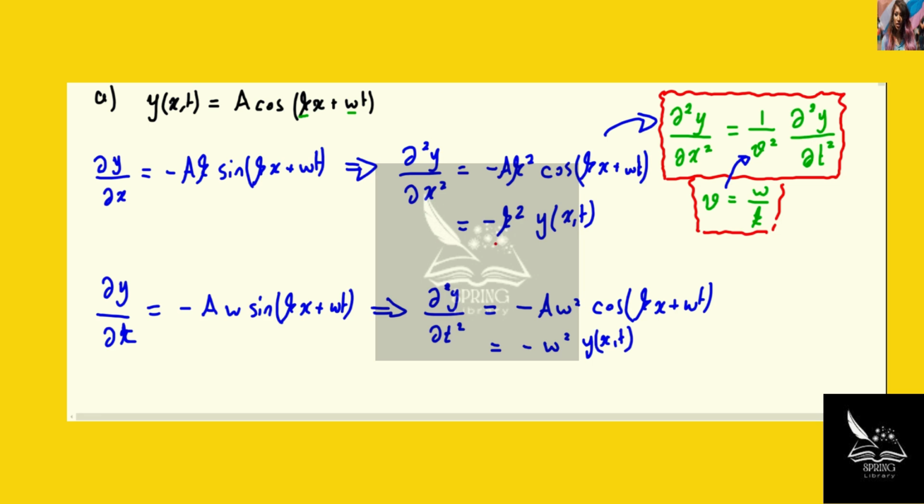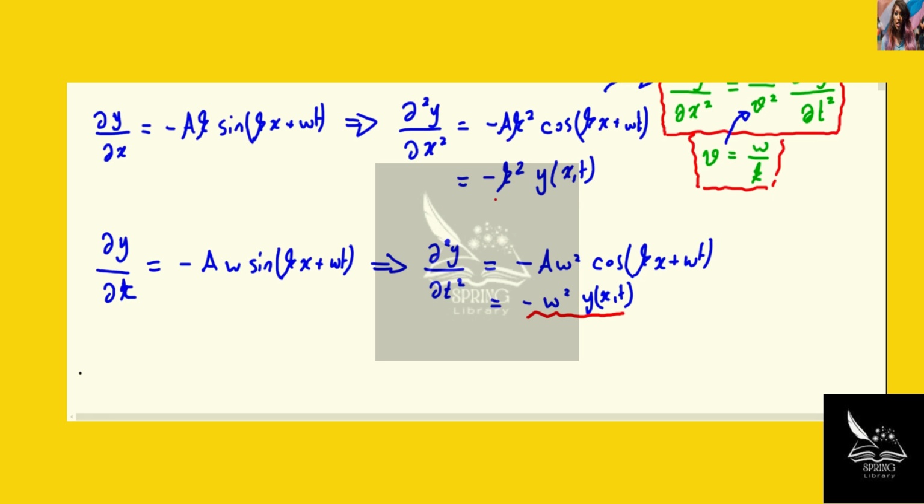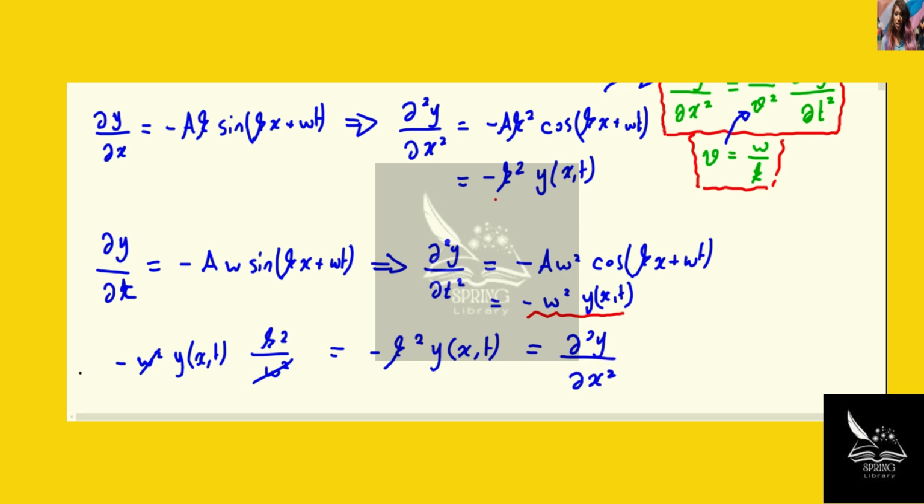Now, if we take this quantity here and multiply it with 1 over v squared, what we will get is minus omega squared y of x and t multiplied by k squared divided by omega squared. These two terms will cancel, and we will get minus k squared y of x and t, which is equal to the second spatial derivative. So we can say this wave function satisfies the wave equation.